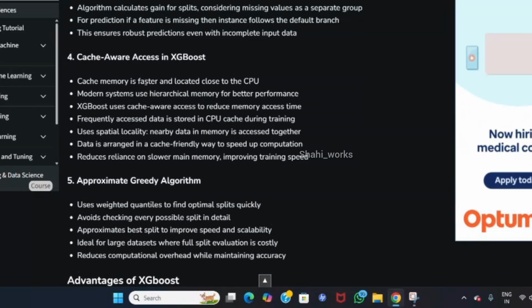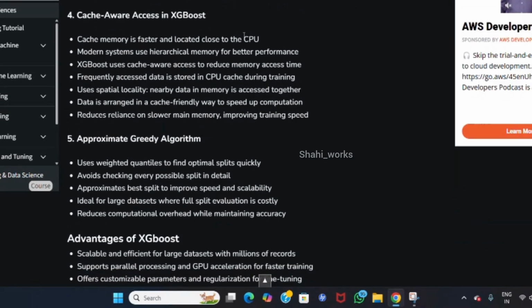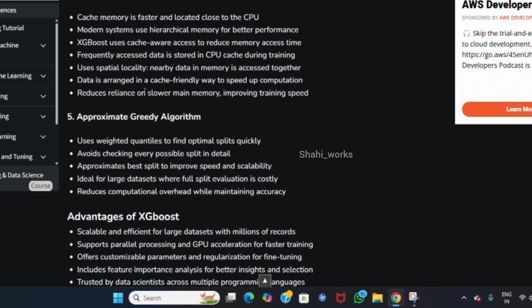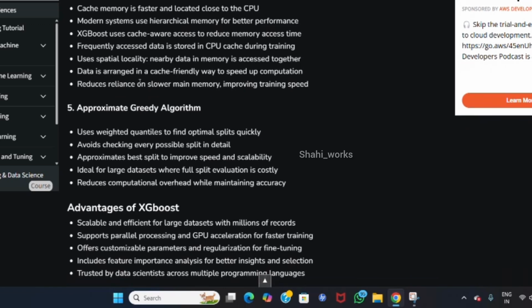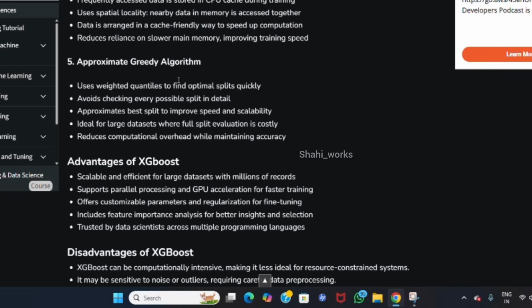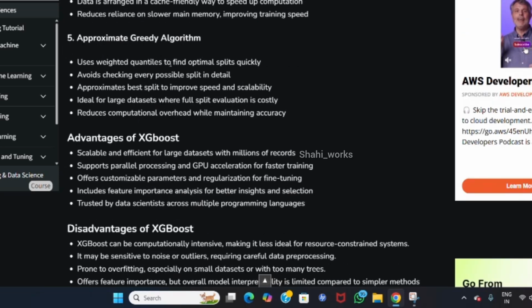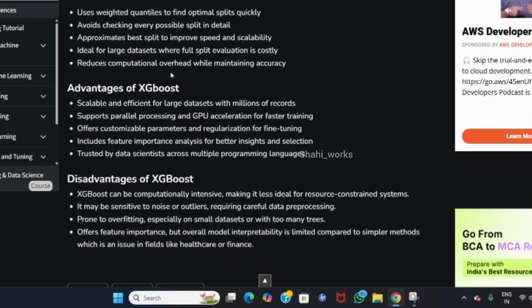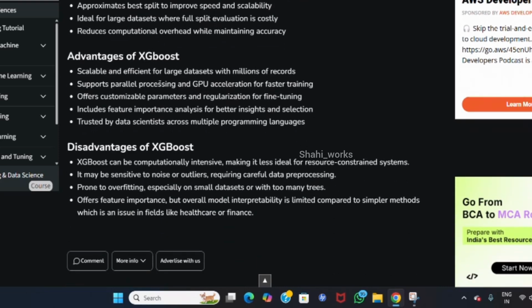Next, cache-aware access in XGBoost. Cache memory is faster. The system uses a memory hierarchy, where frequently accessed data is stored. Next, spatial locality: data is arranged in a cache-friendly way, which reduces reliance on slower main memory. Next, approximate greedy algorithms use weighted quantiles instead of checking every possible split, and this is suited for larger datasets.